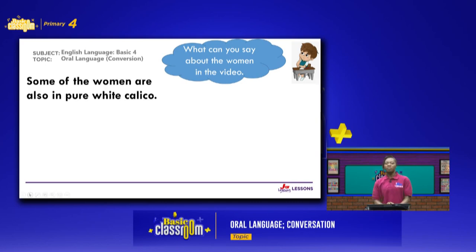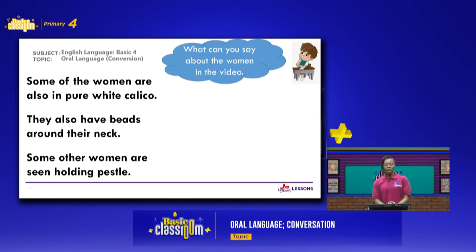Some of the women were also dressed in pure white calico. I told you there were three sets of women in the video. We are finished talking about the first set. We are now moving on to the second set. The second set had some calico wrapped around them, and the calico was pure white. They also had beads around their necks.